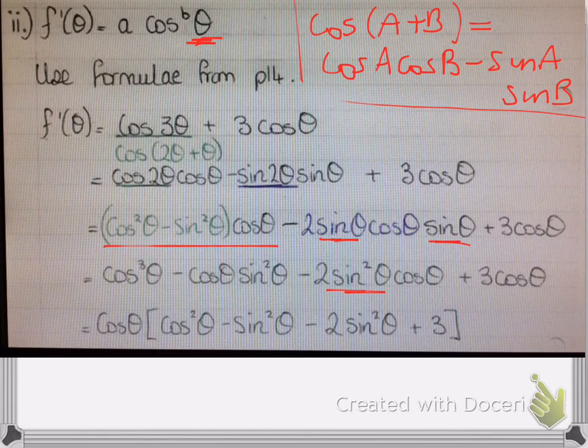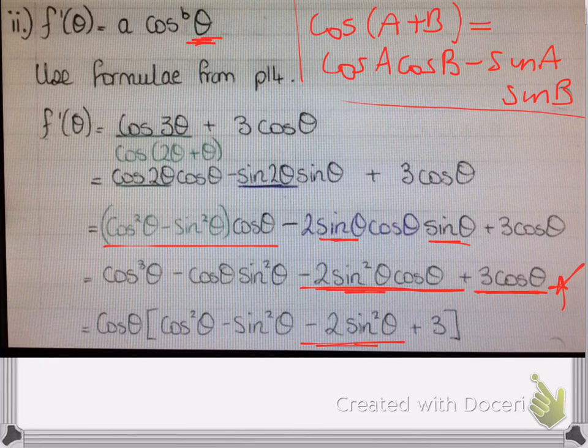Next, every single term, there are 4 terms there all together in this line. Every term has a cos theta in it, so I'm going to factor it out, because I eventually want to get a theta on its own anyway. So I'm factoring out cos theta, and I open up a bracket. Cos theta goes into cos cubed theta, cos squared theta times. Cos theta goes into minus cos theta sine squared theta, minus sine squared theta times. Cos theta goes into minus 2 sine squared theta cos theta, minus 2 sine theta times, and cos theta goes into plus 3 cos theta plus 3 times.